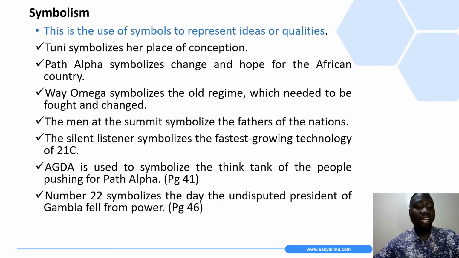Then we also have AGDA, that is Agency for Governance and Development in Africa, which is used in the text to symbolize the think tank of people pushing for Path Alpha, or rather those who are advocating for the Path Alpha strategy.